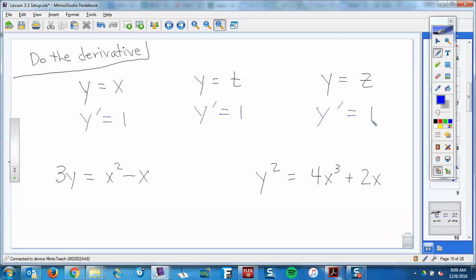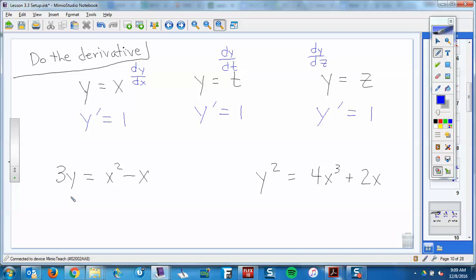Right? Because in each of those cases, you assumed y was the output variable and the other one was the input variable, right? Now, I claim on this one you were doing dy over dx, right? You were doing the derivative of y with respect to x. On this one, you were doing dy over dt. You were doing the derivative with respect to t. And on this one, you were doing dy over dz. You were doing the derivative with respect to z, right? That's what it means.